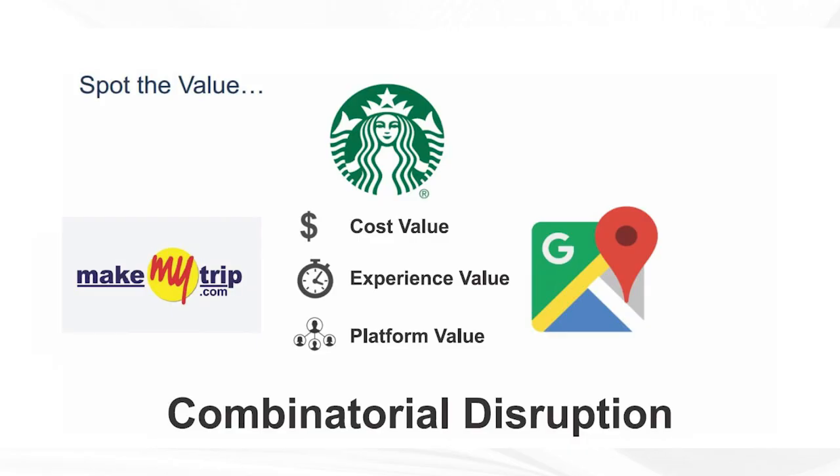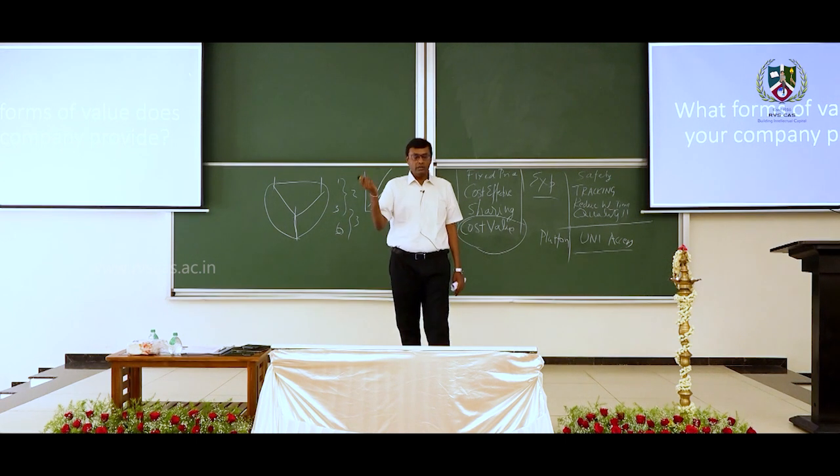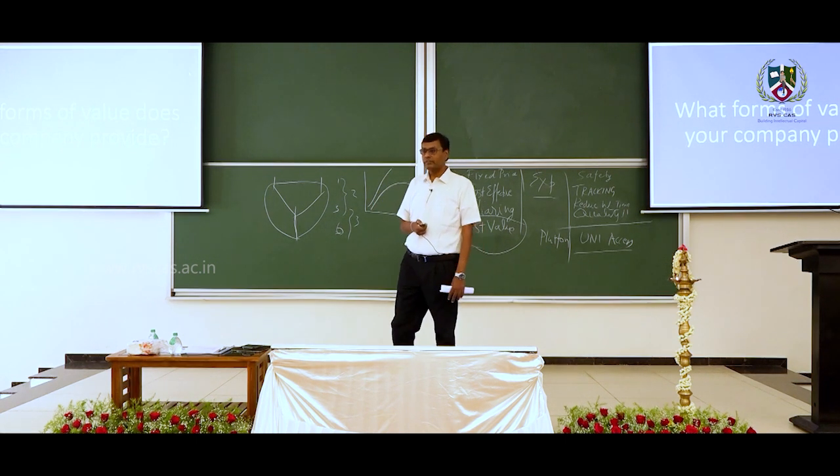So Google is giving all three types of value, right? Google Maps. Similarly, MakeMyTrip also is giving all three types of value. This is called combinatorial disruption, all combinations, right? In other words, we'll come up with another word that's a very funny word.